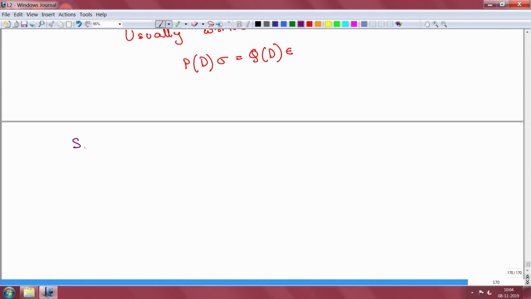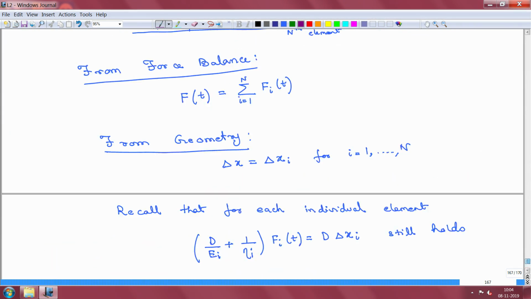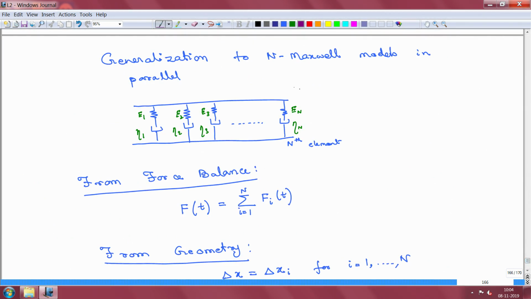So, let us analyze this further. This entire n Maxwell model is going to behave as if this is appropriate for a viscoelastic fluid, right. But what happens? By the way, maybe I will just make a note here. I think I said that last time, appropriate for viscoelastic fluids.